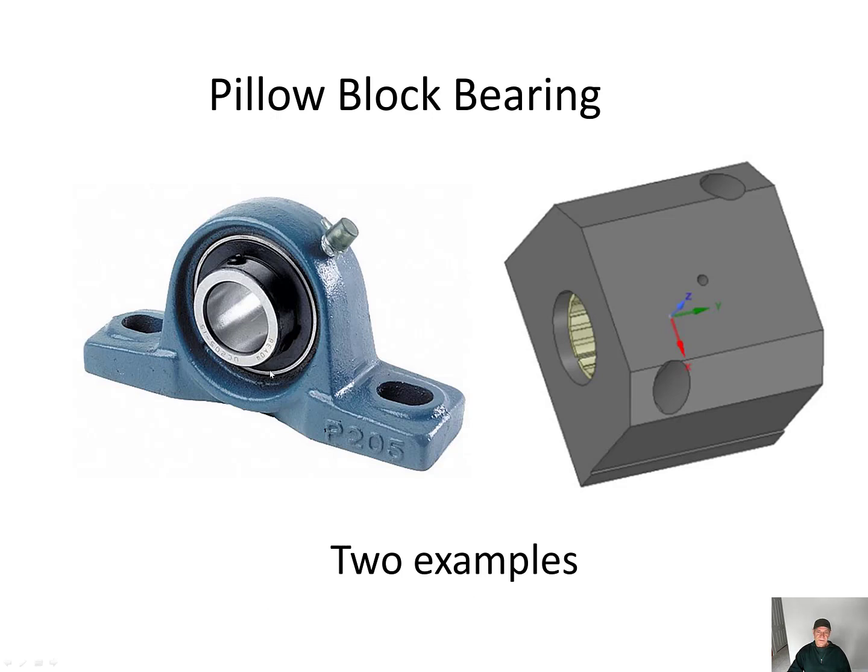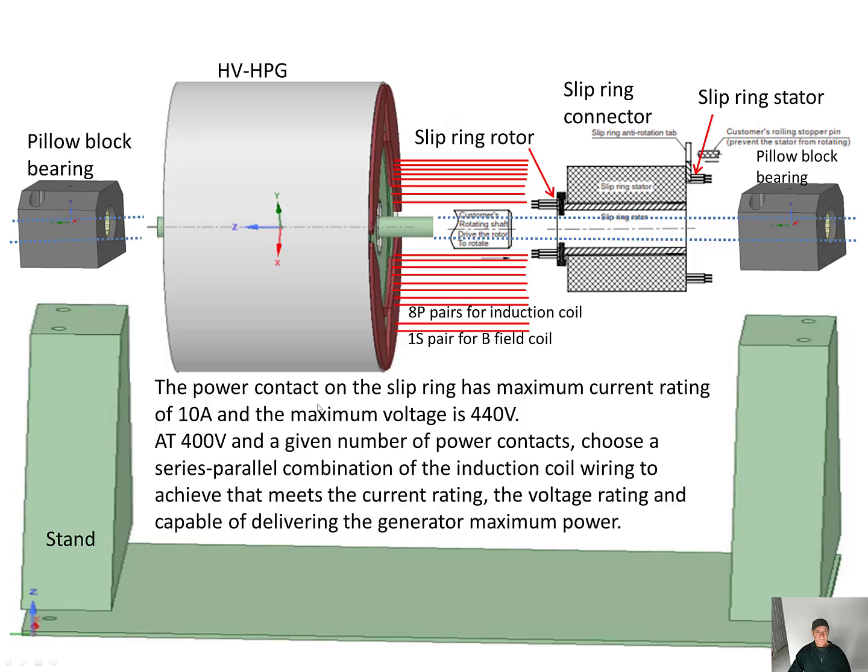Also, to mount the motor or the generator, you need a pillow block. There are 2 examples of pillow block bearings. So you have a stand, you have the bearings on either end, and you have the slip ring connector. Then you have the connections. The rotary part of the slip ring connects to the rotary part of the generator.